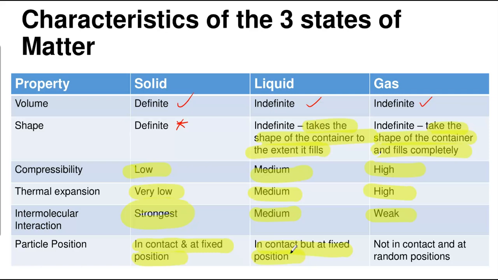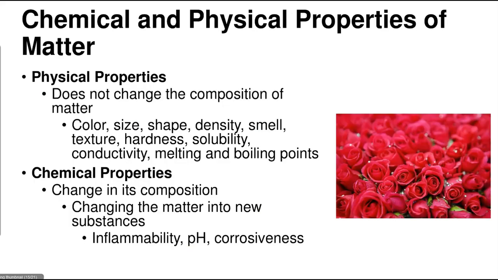And finally, here, they are not in contact and they are at random positions. They're in random positions, not in contact with one another, flying around everywhere and doing their own thing. That is exactly what they do. They are just doing their own thing. So they do not hold each other accountable. They just go about their business.